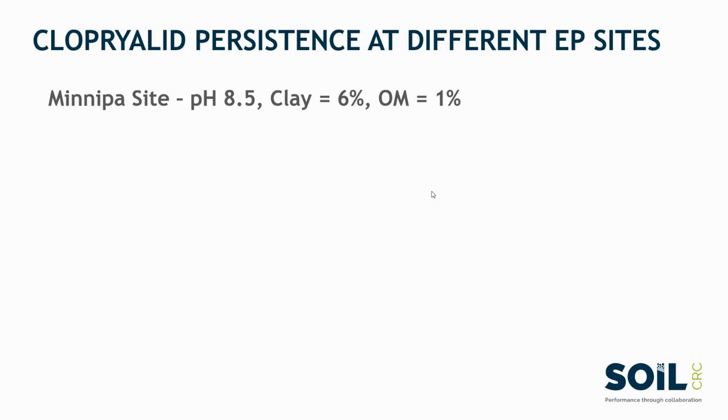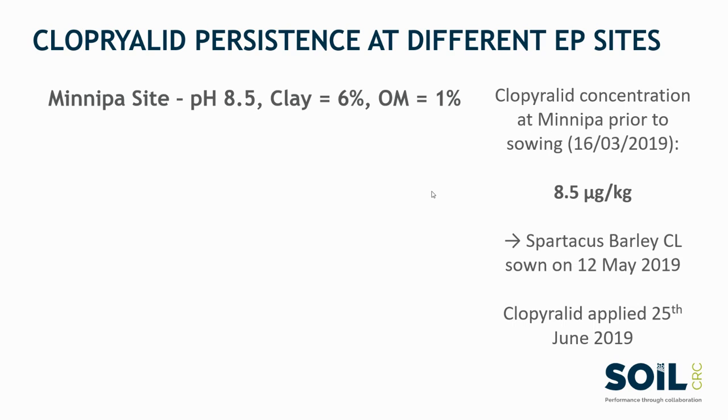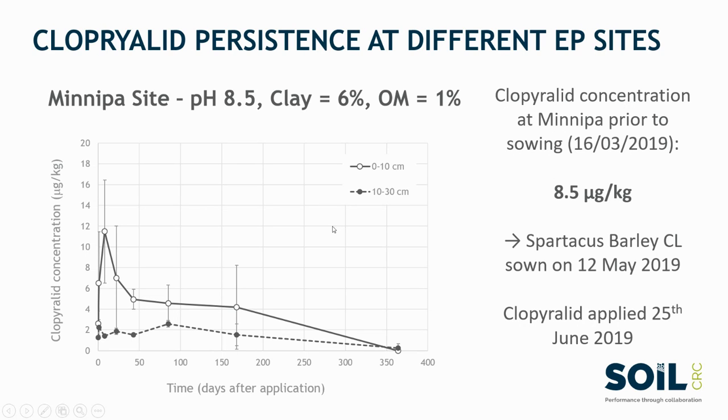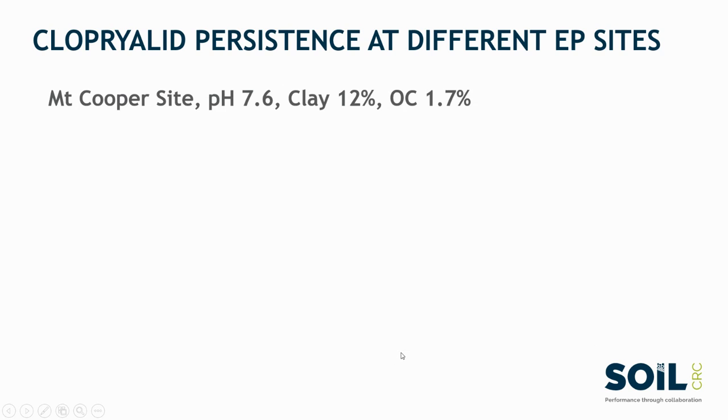We've also been measuring clopyralid persistence in soil at different Eyre Peninsula sites, at 5 different sites. Here's an example from the Minnipa site where we measured 8.5 micrograms per kilogram in the soil at the start of the 2019 season. And after barley was sown, clopyralid was applied on the 25th of June. You can see here in the top soil, these white dots are when clopyralid was applied, and you see an increase in concentration as the clopyralid is washed into the soil and then breaks down over the following year.